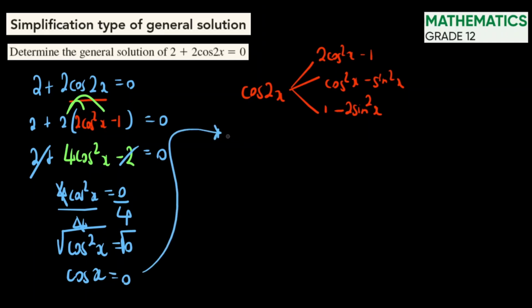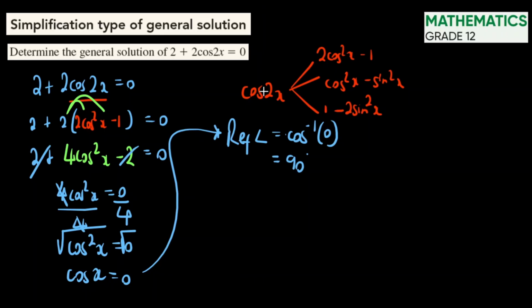So cos x equals 0, we're going to calculate our reference angle, which will be equal to the second function of cos of 0, and this will give us 90 degrees. That's our reference angle. But don't forget, we still need to calculate our quadrants.